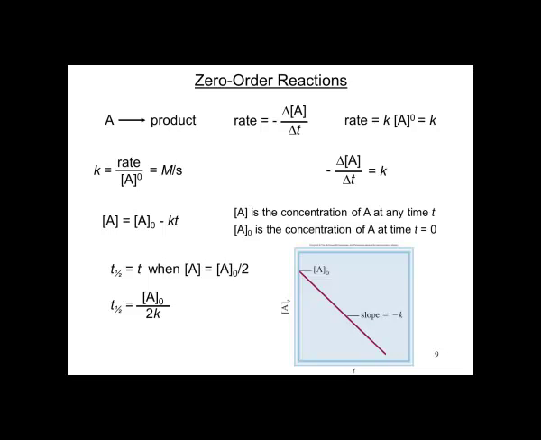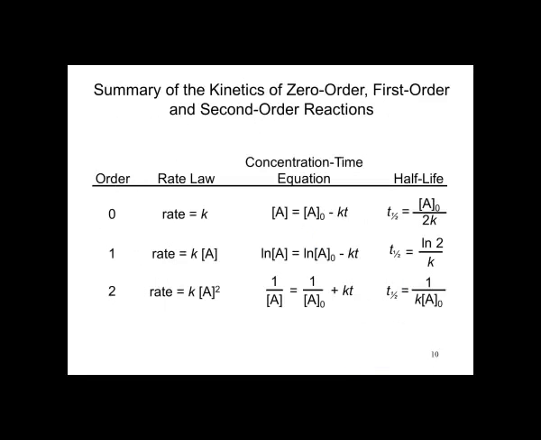If we plot the concentration of A versus time for a zero order reaction, we get a slope equal to minus k and the intercept equals the initial concentration of A. Here's a summary of zero order, first order, and second order reactions. Notice for second order reaction we're taking the simpler one, rate equals k times just the concentration squared.